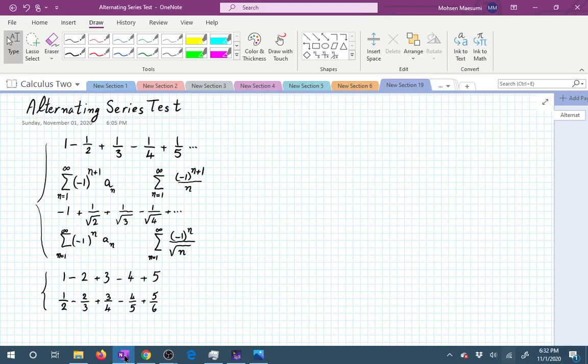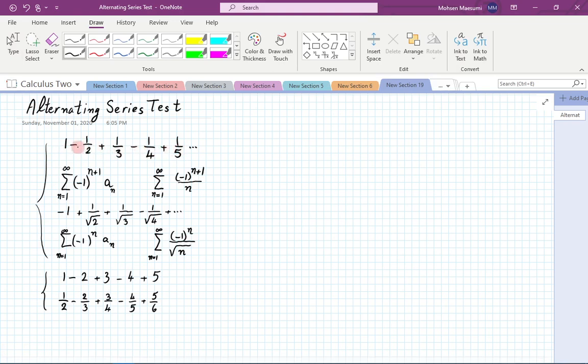Here I have written some examples so that you can immediately see what we are talking about. It's a series where the terms alternate in sign. So 1 minus a half plus 1/3 minus a fourth plus 1/5. That's an example of an alternating series. You could start with positive or you can start with negative.